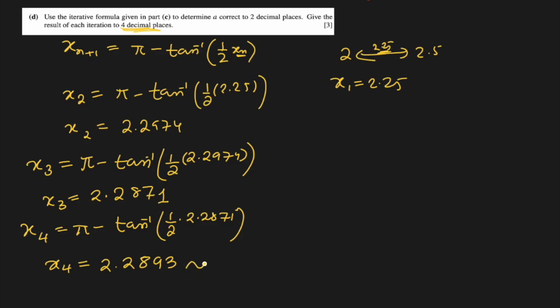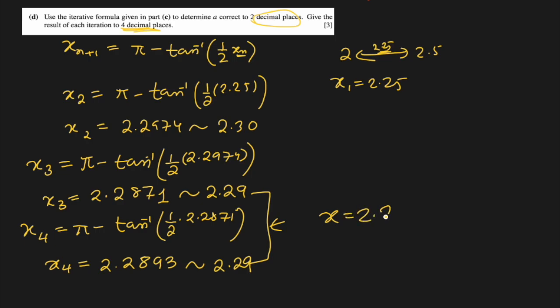Why? Because if I round off this one to 2 decimal places as they are asking here, I get 2.29. The previous one was 2.30. So since we got the same in two consecutive iterations, our answer is x equal to 2.29. If you want to confirm with x5, you can try, but I'm sure it will stay the same.